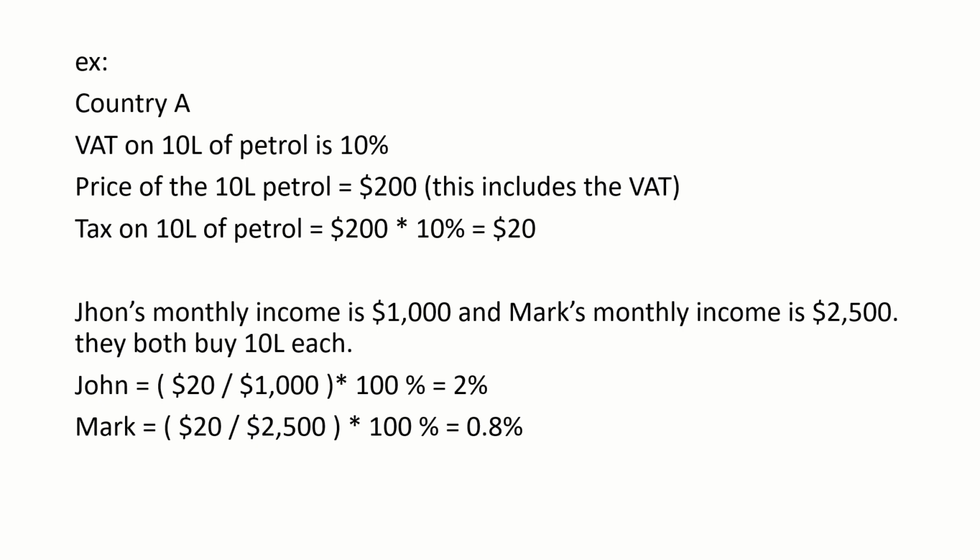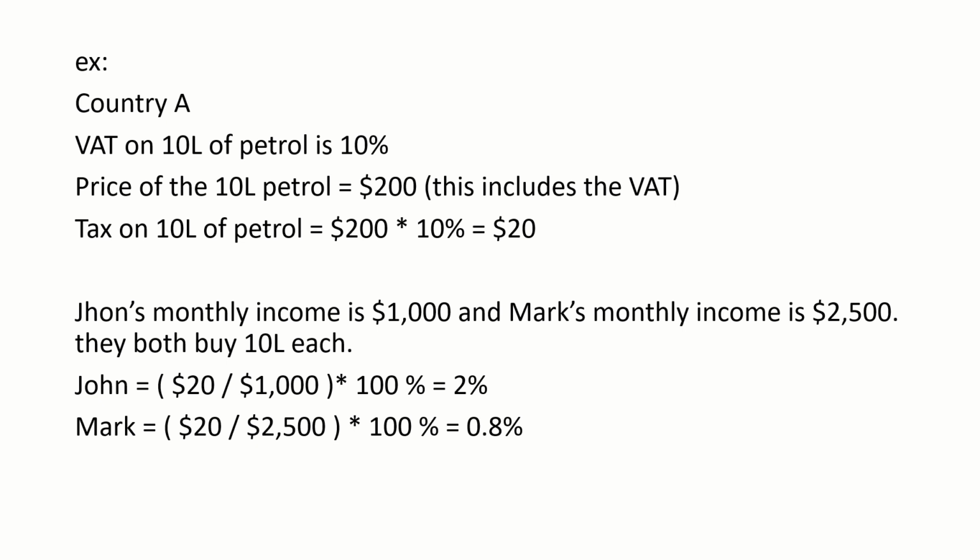Let's take John and Mark who are living in country A. John is earning monthly income of $1,000 and Mark is earning monthly income of $2,500. They both buy 10 litre of petrol each, which means John is buying 10 litre and Mark is buying 10 litre separately. Now we have to calculate what is the percentage of the tax on their income level. That will be the regressive tax rate.